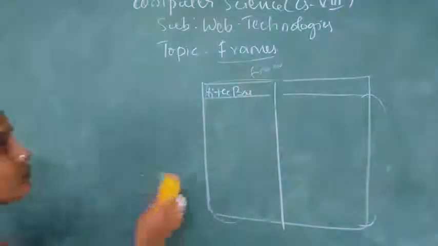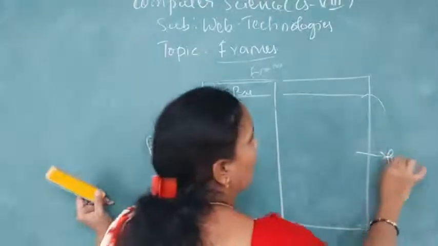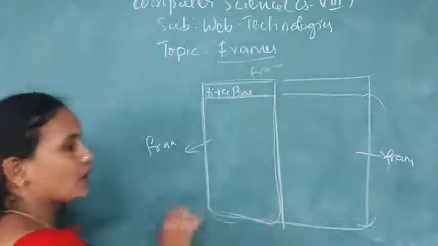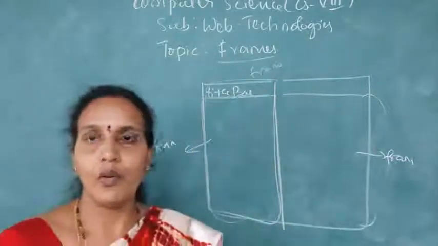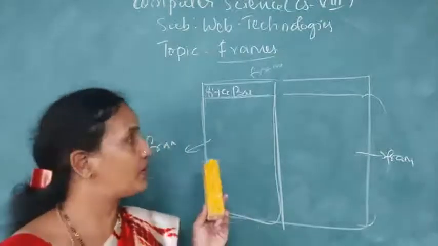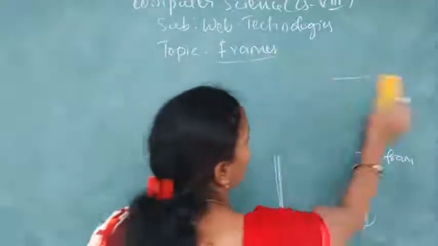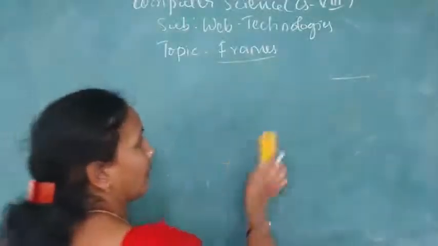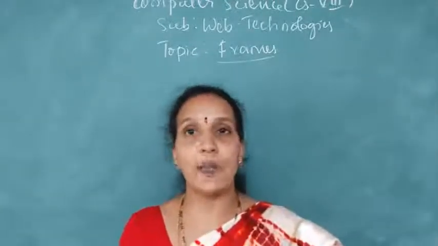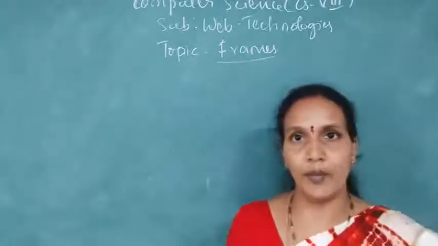Now, this is one frame, and this is one frame. In a frame you can execute one single program. Whatever properties you give to a browser window, the same properties are applicable to a single frame. So this is about frames. Using frames, we are dividing the total browser window into different parts, each part is called a frame, and one frame is used to execute one HTML program.